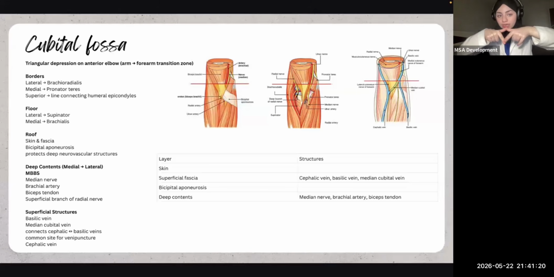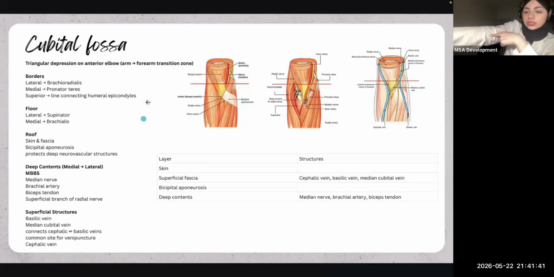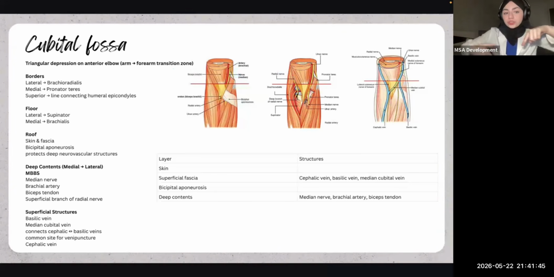This is going to be brachioradialis. This is going to be pronator teres. And this line right here is going to be the line of the condyles together. So right here, the condyles together are going to be the superior line, okay? Whenever you see this red line in the diagrams and textbooks, this is actually a line connecting the humeral condyles. It's an imaginary line to just show you the superior border of the cubital fossa.